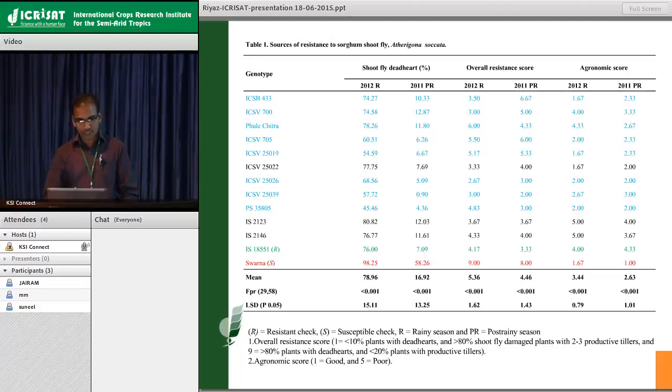Here comes the data for fruit fly resistance traits. Those are fruit fly dead hearts as well as. So this is the data for fruit fly dead hearts percentage. Normally the fruit fly damage is measured in terms of dead hearts. If you compare with the susceptible genotype Varna, you see here around 98% dead hearts are seen, whereas in post-rainy season around 60% dead hearts are seen, whereas the other genotypes are showing moderate resistance to fruit fly, having fewer fruit fly dead hearts. So this shows that these are the genotypes exhibiting resistance to fruit fly in the post-rainy season.